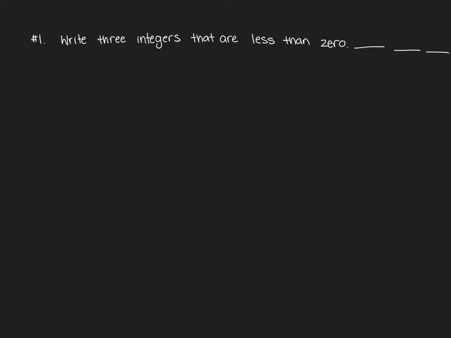The first question is going to ask you to write 3 integers that are less than 0. So remember, if we are looking for something that is less than, it needs to be on the number line to the left of 0. So you'll find 0 and something to the left, which means they will all actually have to start with negatives.